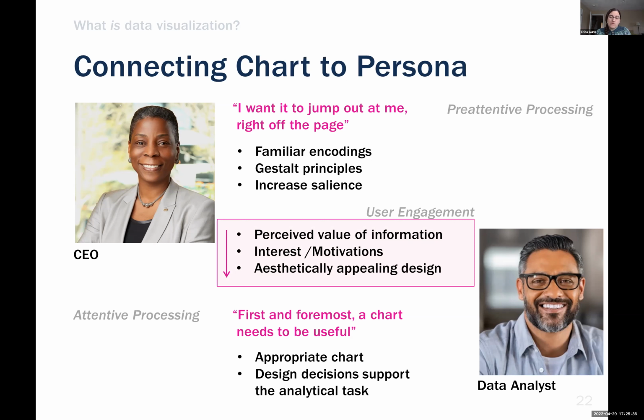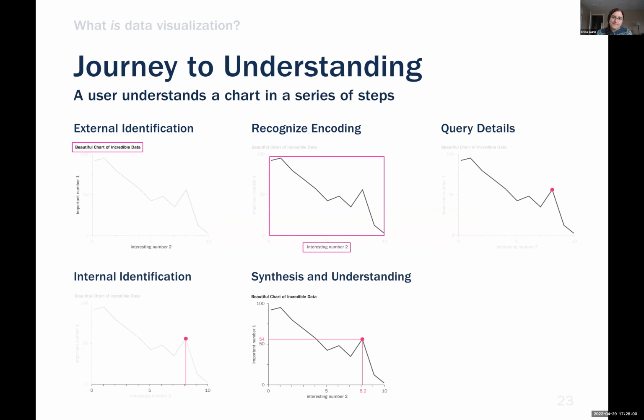And the way we move between those is user engagement, right? How important do they think this information is? Are they interested? Do they think it's actually going to be relevant to them? For the pre-attentive processing, there may also be an element of, is it aesthetically appealing? Does it feel approachable? Do I think I can understand this, or do I think it's going to overwhelm me? So there's a lot for design to do in there to support those different people.